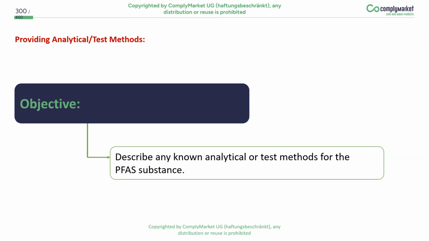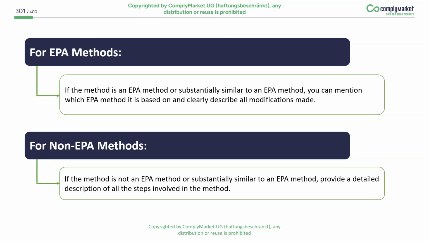Providing analytical test methods. So you have to describe any known analytical or test methods for the PFAS substance. For EPA methods, if the method is an EPA method or similar, you can mention which EPA method. For non-EPA methods, then provide a detailed description of all the steps.